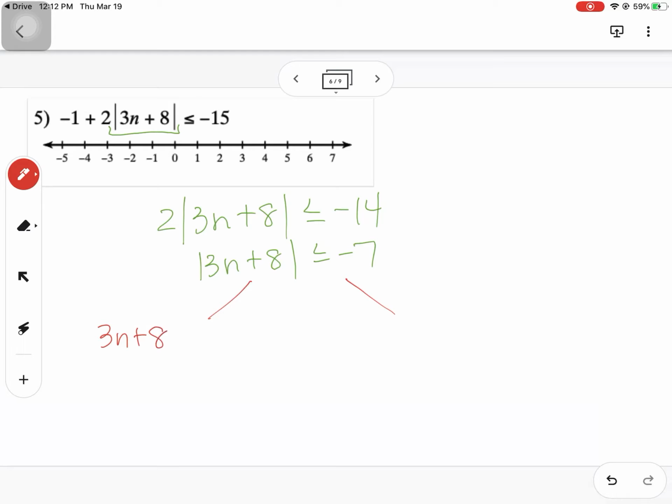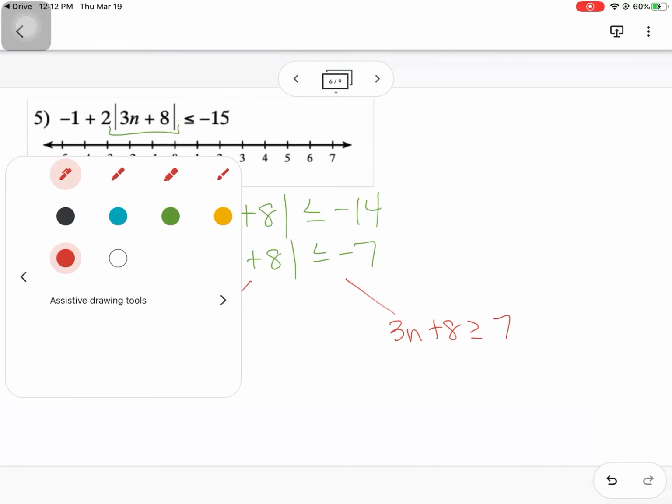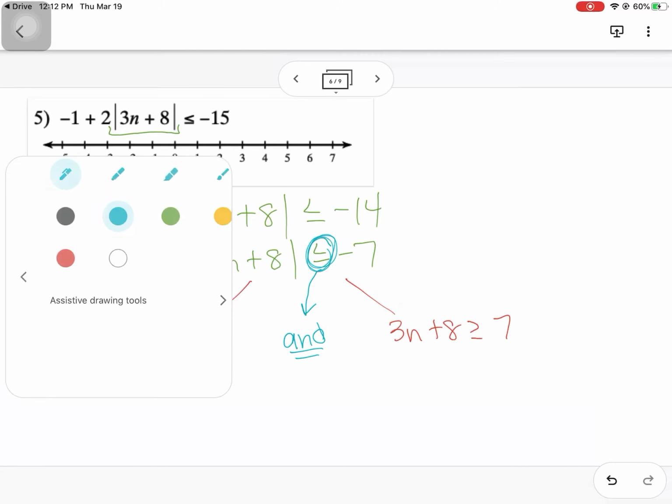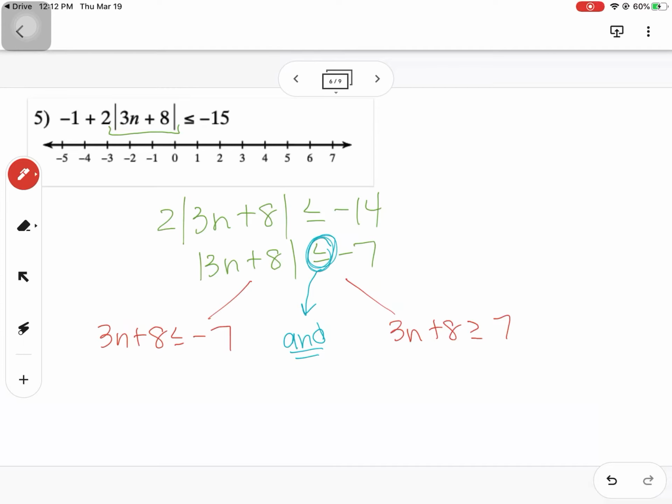Then I'm going to split it. So 3n plus 8 is less than or equal to negative 7. 3n plus 8 is greater than or equal to positive 7. And since this is less than, it tells me it is an and equation. So again, greater than at this point would be an or, less than at this point is an and. And then I'm going to just solve both of these.